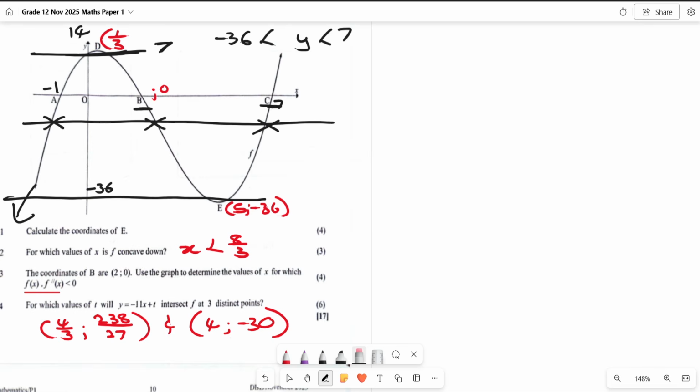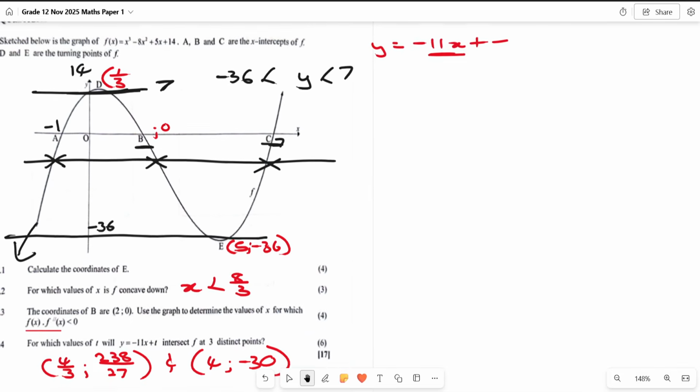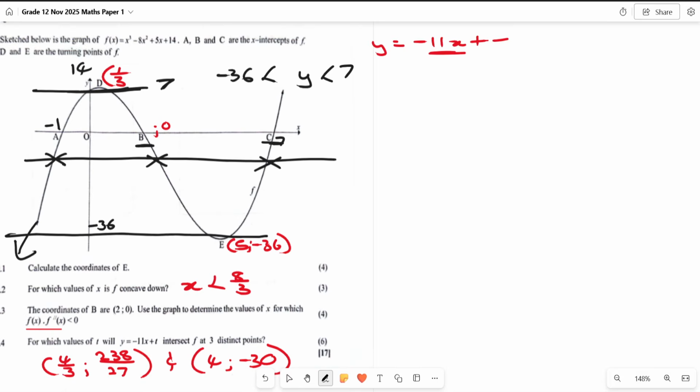So what we do, we equate both equations together, right? What is the first equation now? I don't see the first equation, but the answers are going to be the same anyways, right? So let's just say we're going to equate f of x to the equation of that line. So it will be x to the power of 3 minus 8x squared plus 5x plus 14 is going to be equal to minus 11x plus t.